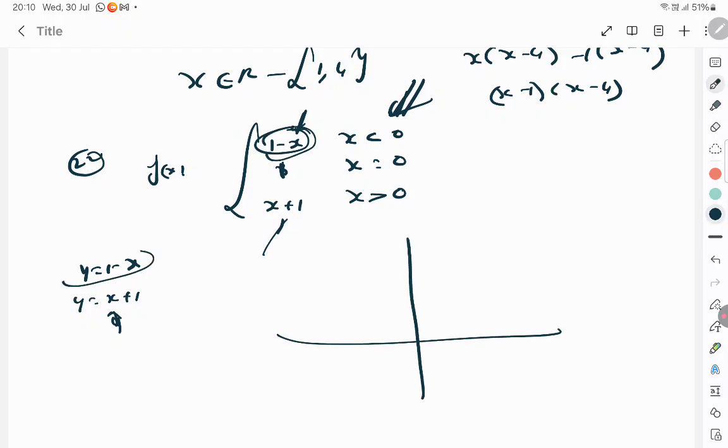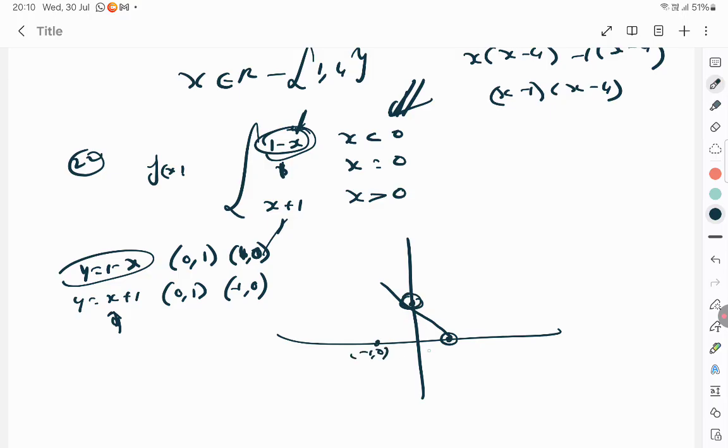Let's plot this graph. First graph, y is equal to 1 minus x. When x is 0, y is 1. When y is 0, x is 1. Correct? So the points are 0 comma 1 and 1 comma 0. The graph is like this. Let's do the other graph. When x is 0, y is 1, and when y is 0, x is minus 1. So 0 comma 1 and minus 1 comma 0. So this is like this and this is like this.